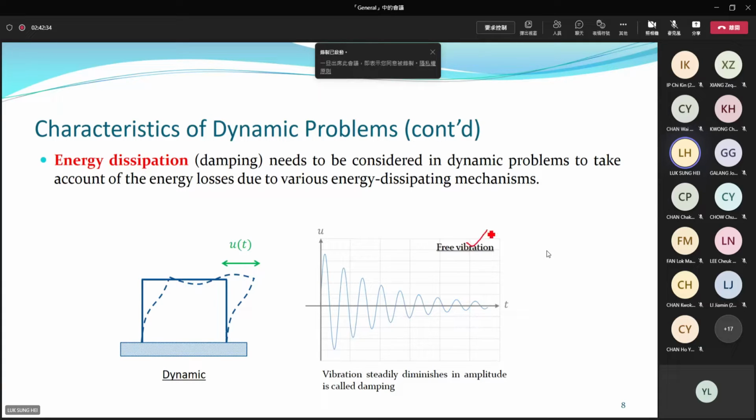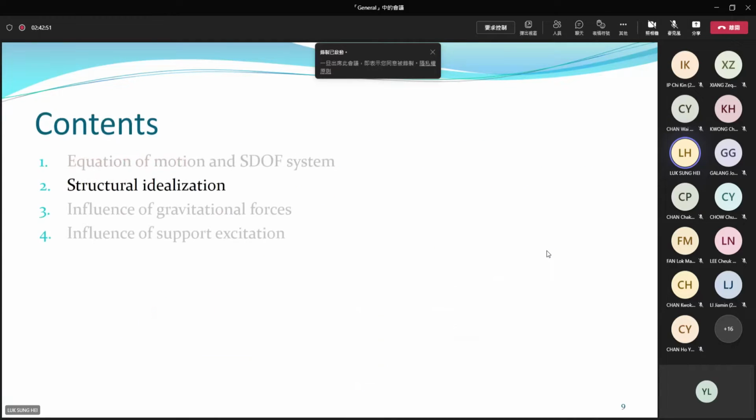There are some terms here, like free vibration. We will formally discuss free vibration in topic 5, the next topic. This graph is actually extracted from the notes of topic 5, to show you what energy loss is. So right now we have had a brief discussion about the key characteristics of dynamic problems.